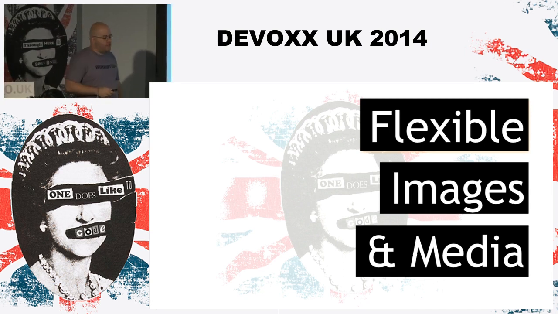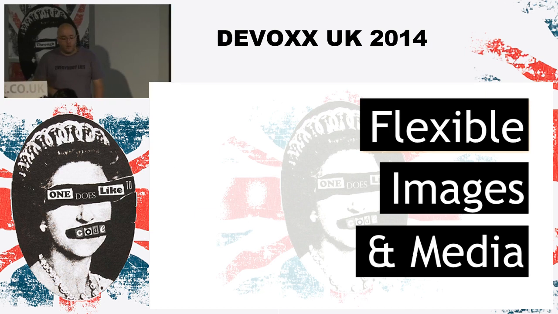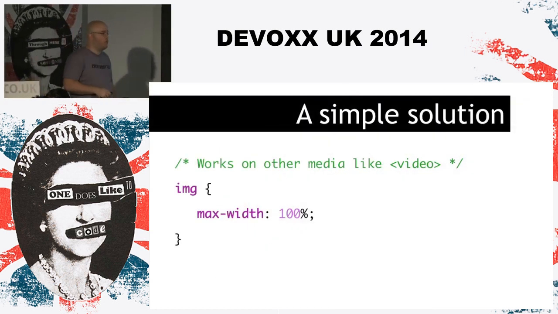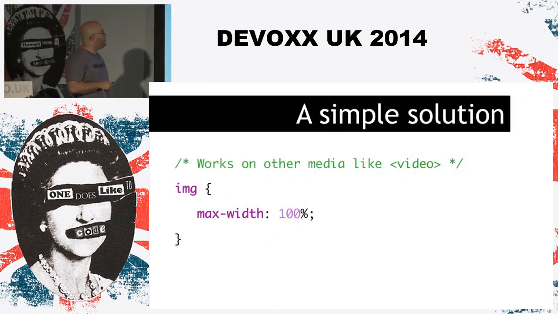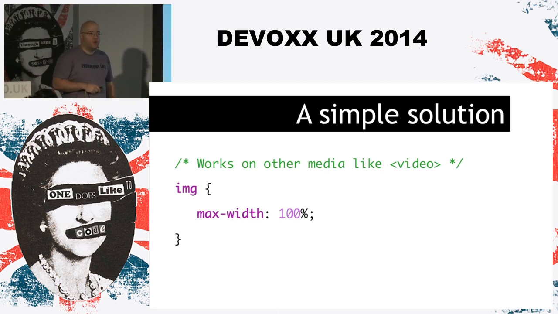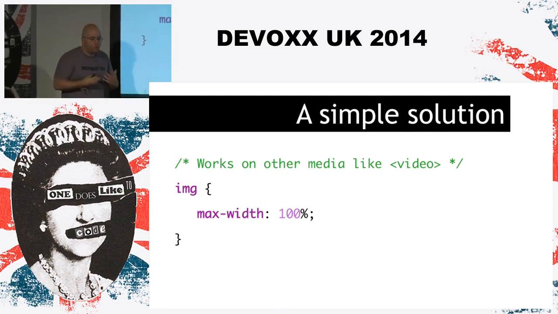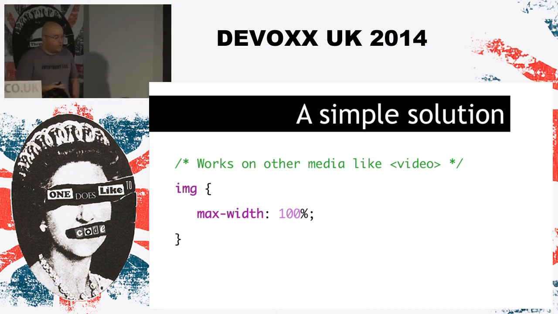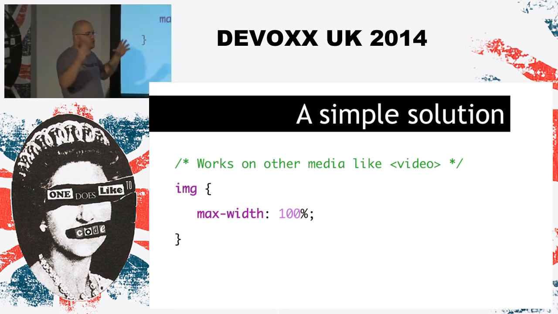The second thing is to have flexible images and media. So the solution is simple. I only have to put a max width to 100%. What you're going to see is that all images that I have in my page, if you change the size of the viewport, if you run this on another device that is smaller than when you created the website, the image will adjust.